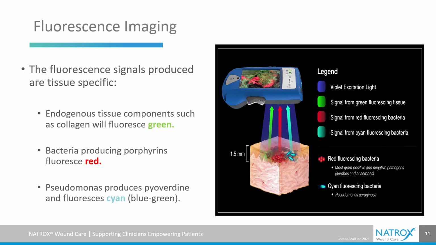The various fluorescent signals produced by this device are tissue-specific. Endogenous tissue components such as collagen will fluoresce green, while bacteria that produce porphyrins will fluoresce red, and Pseudomonas that produces pyoverdine will fluoresce cyan, which is a white, blue, green.